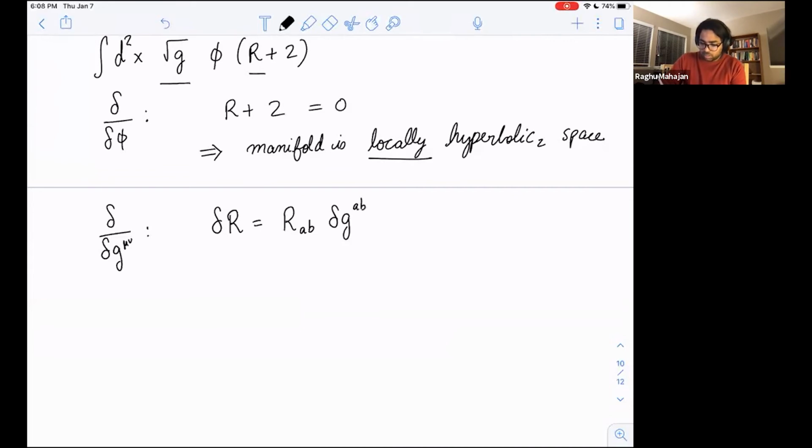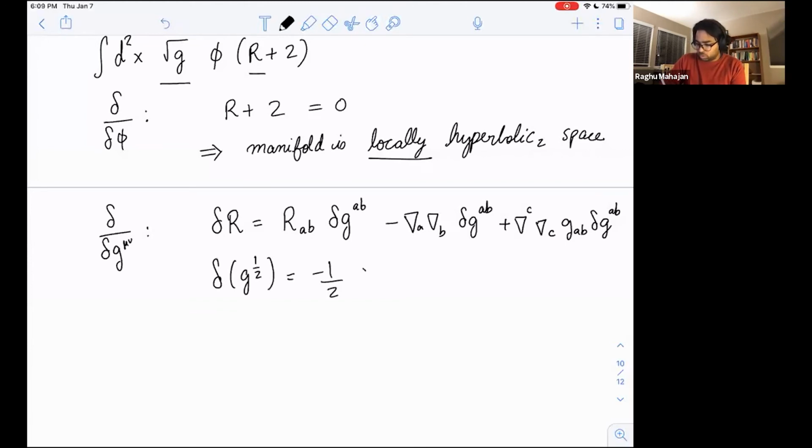It's delta G^AB. So this is the first term. But we have two total derivative terms, grad A grad B delta G^AB, plus grad C, G^AB, delta G^AB. And okay, that's the variation. We can derive this, but we can also look it up in Wald or something like that. And there's also a delta of the square root of G, the metric, which is the more familiar one, G to the 1/2, G_AB, delta G^AB.